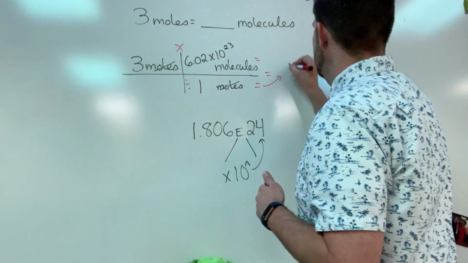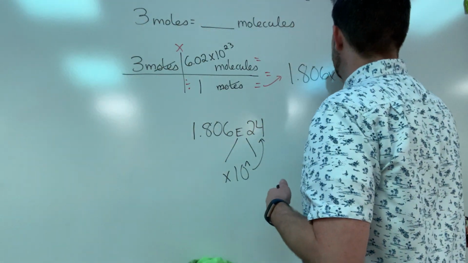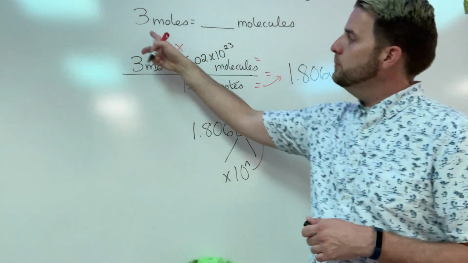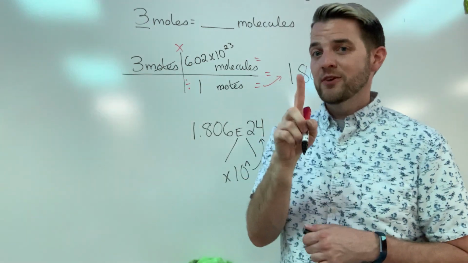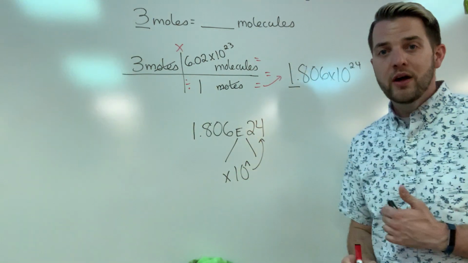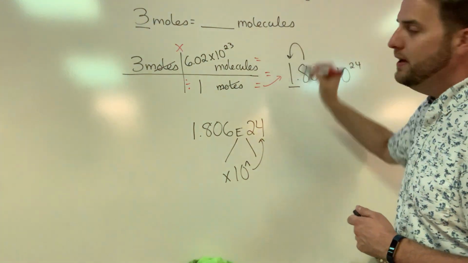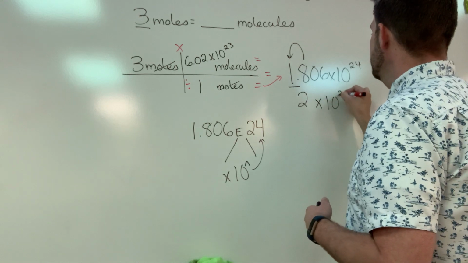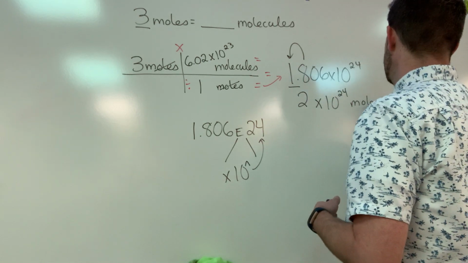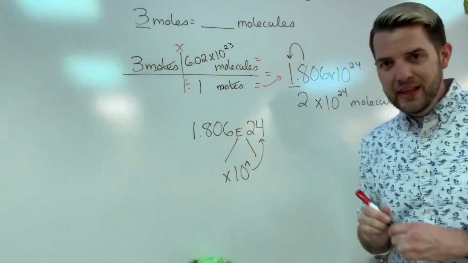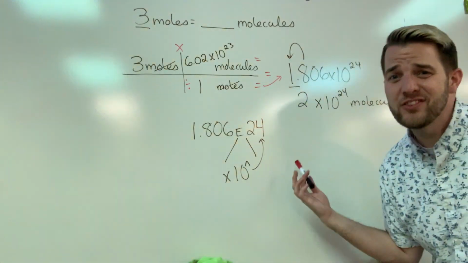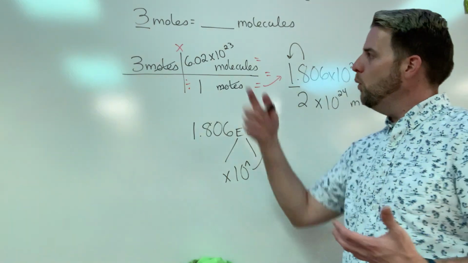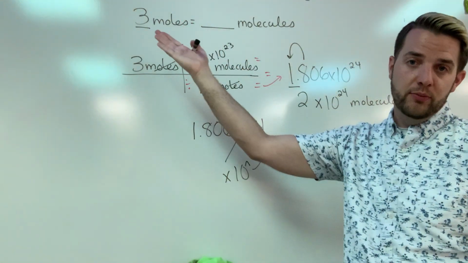So again, our answer is going to come out to be 1.806 times 10 to the 24th molecules, sig figs. Go back to the problem, 3, that has 1 sig fig, so I need to round this to 1 sig fig. I'm going to take the 8, it rounds it up, and that turns it to 2 times 10 to the 24th molecules. And again, you might think, well, that's not very accurate. It's 1.806, it's not 2. Yeah, 3 moles is also not that accurate. So we can't really become more embellished with our final answer than what we started with, okay?